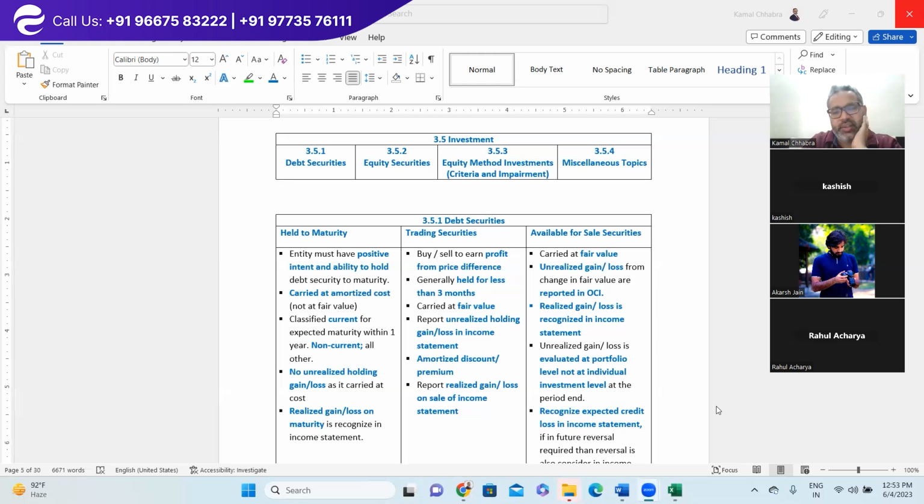Second is trading security. Any idea what is trading security? Sir, these are securities from which the company does not expect a return from interest, but they plan to earn by trading, selling it for short-term gains. Yeah. Kashish, Rahul, any idea what is trading securities?